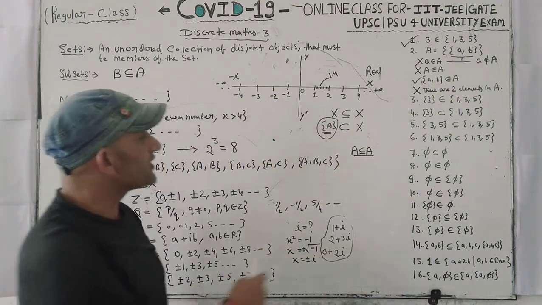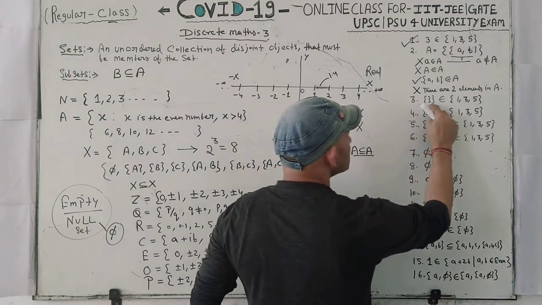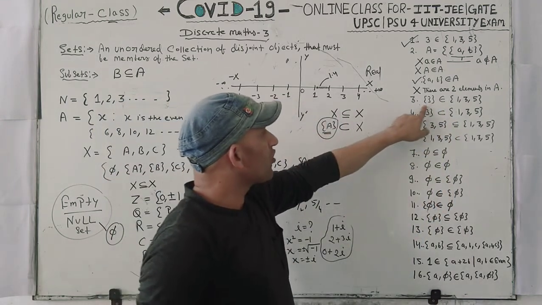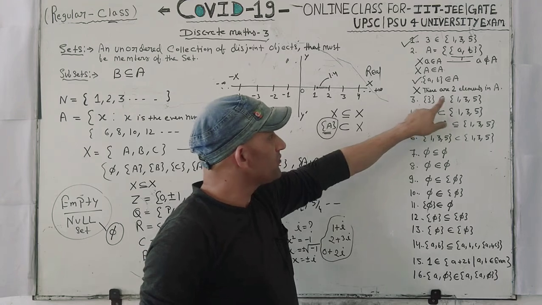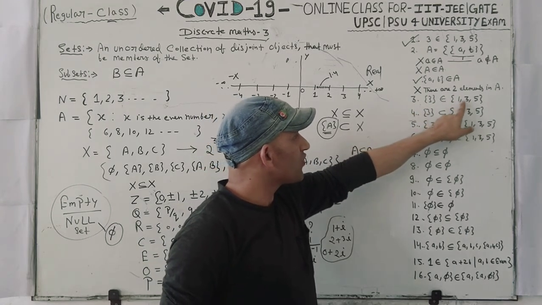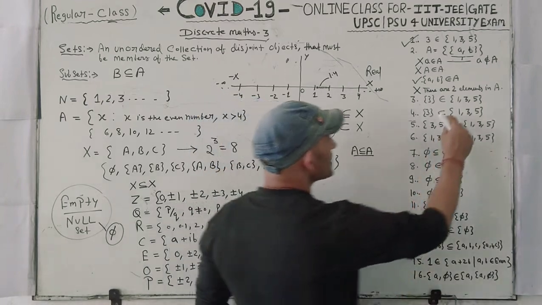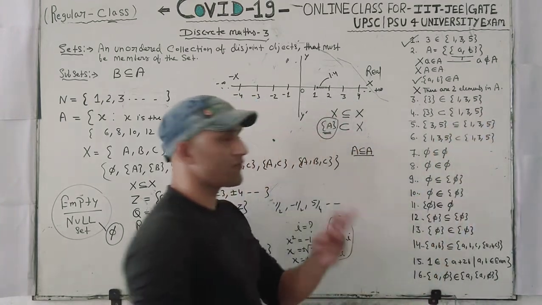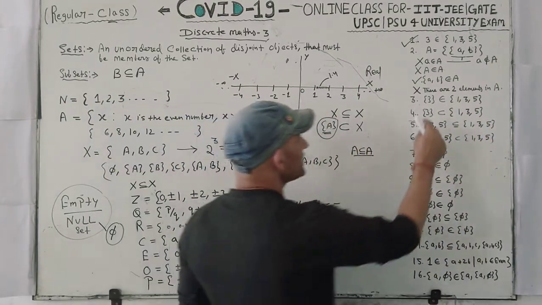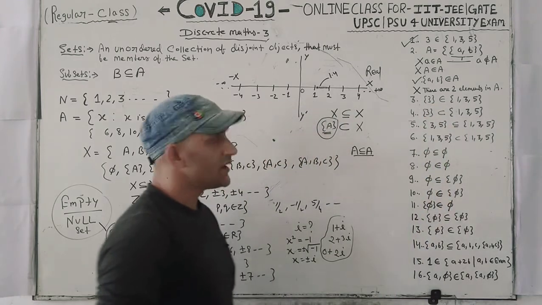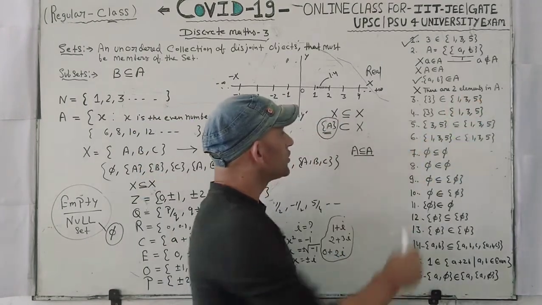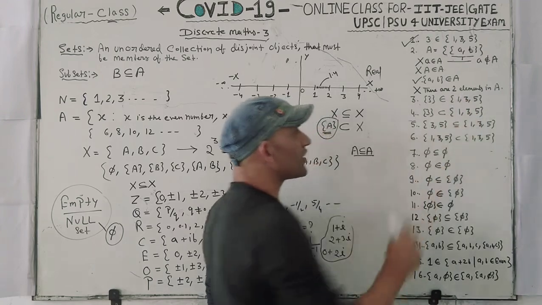In question number 3, he is asking whether {3} belongs to {1, 3, 5}. So you have one set, and in this set there are a total of 3 elements. He is asking whether this is a subset of this. So subset of this is belonging to {1, 3, 5}.